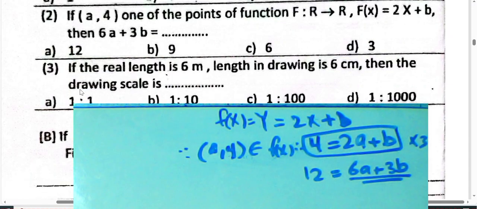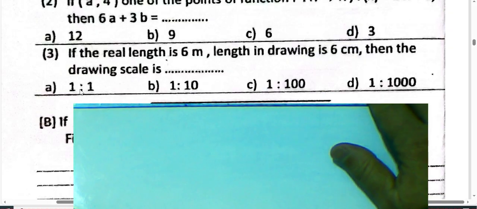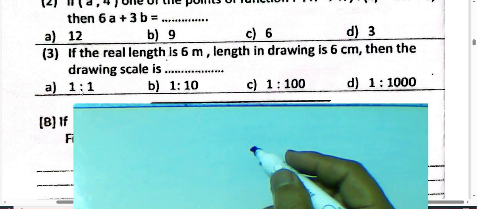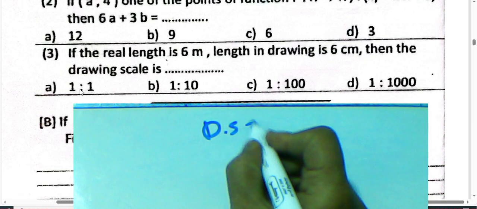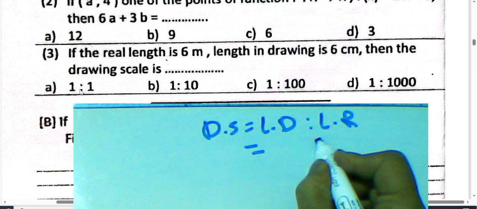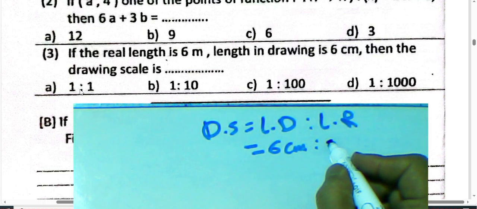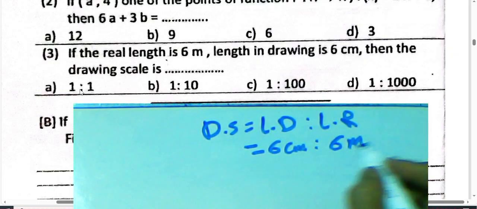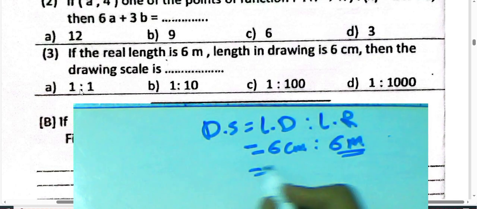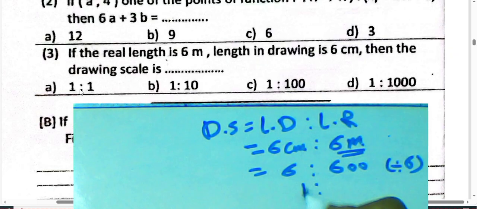Choose letter A. Next question. If the real length is 6 meters and the length in the drawing is 6 centimeters, then find the drawing scale. Do you remember the drawing scale? It is the ratio between the length in the drawing and the length in reality. The length in the drawing is 6 centimeters, and the length in reality is 6 meters. You can convert from meters to centimeters, right? 6 to 600. Then you can divide by 6 to simplify it: 6 divided by 6 is 1, and 600 divided by 6 is 100.